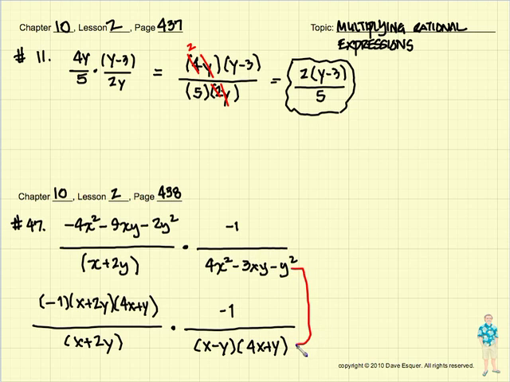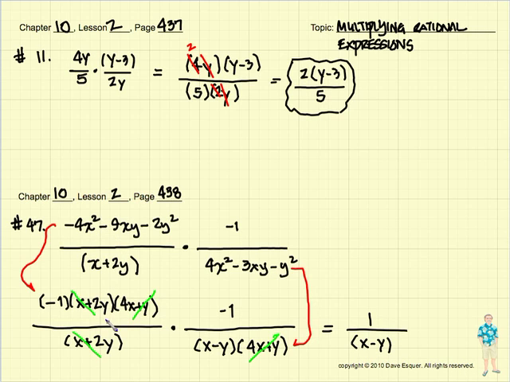So we factored that term, and we factored that polynomial into those two things. So now let's use green. Let's see if we can cancel out some terms. Well, x plus 2y can be canceled out with the x plus 2y. Lo and behold, we have 4x plus y can go out with 4x plus y. And we end up with a numerator of minus 1 times minus 1, which is a positive 1. And we end up with a denominator of x minus y.